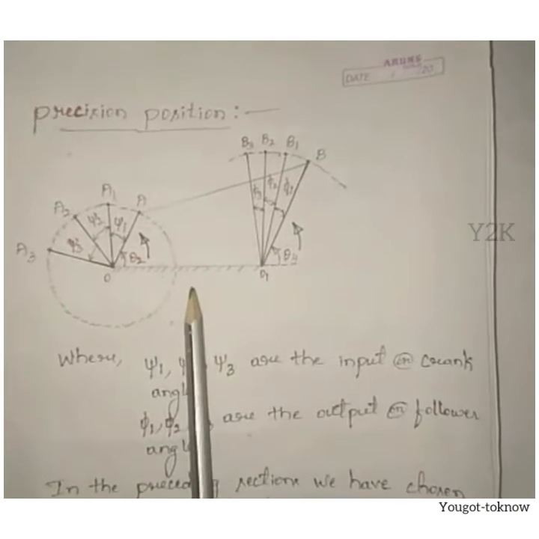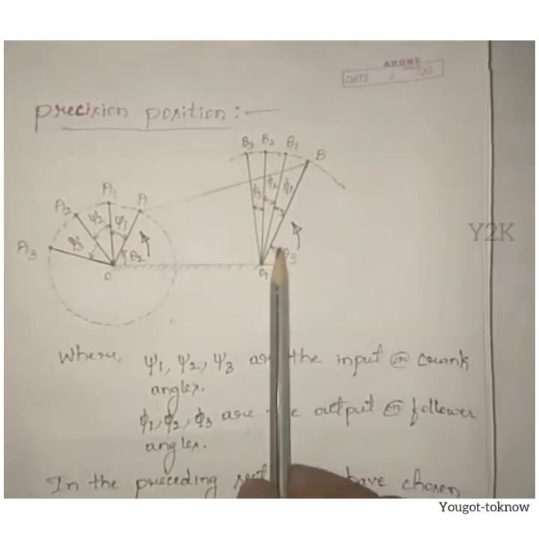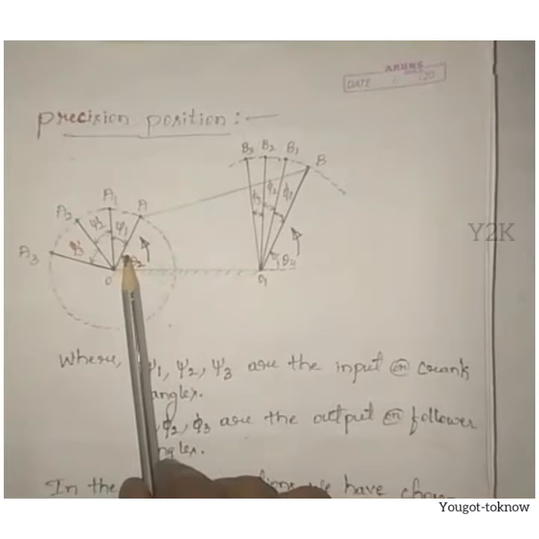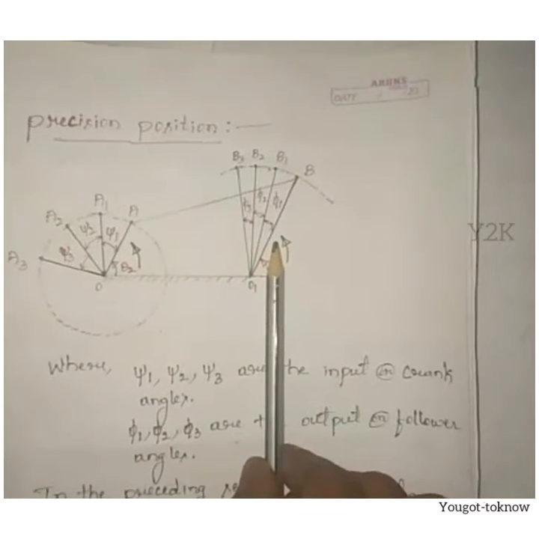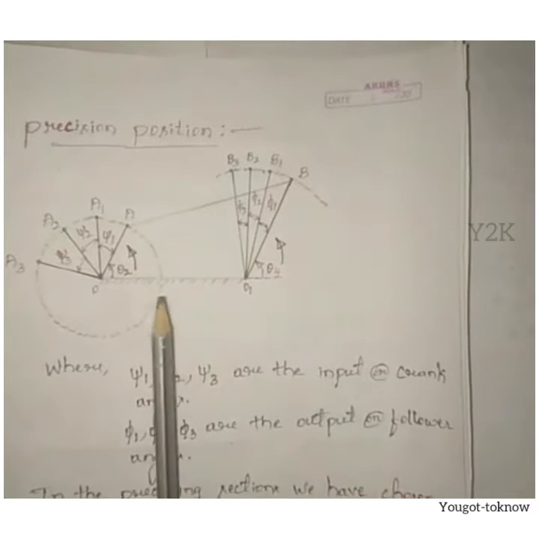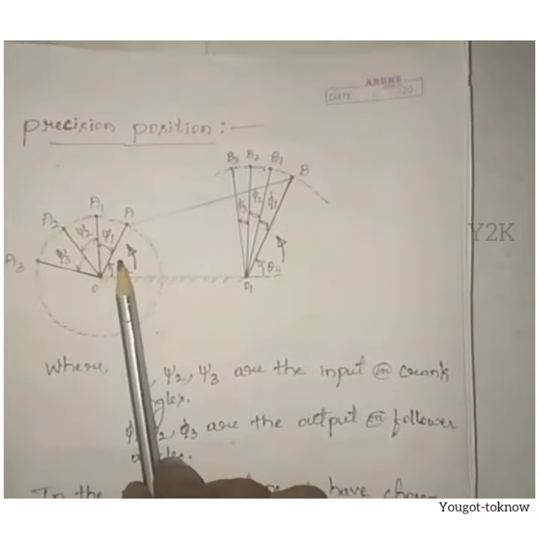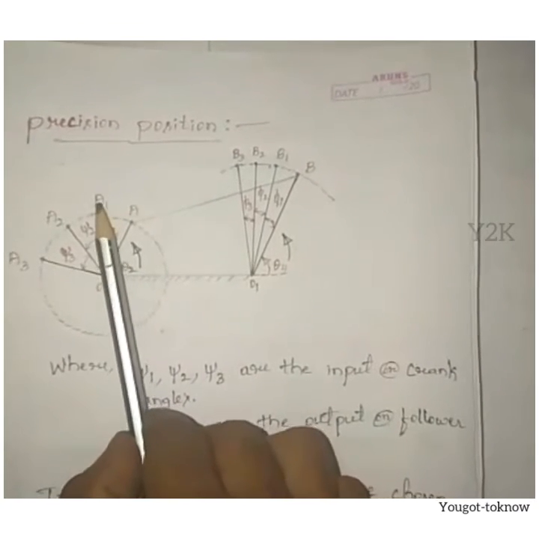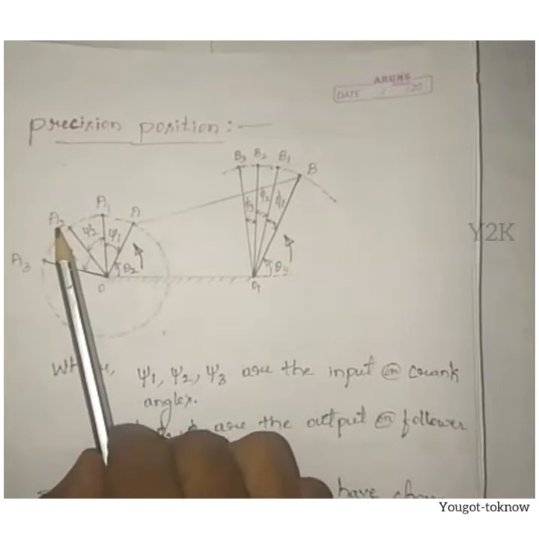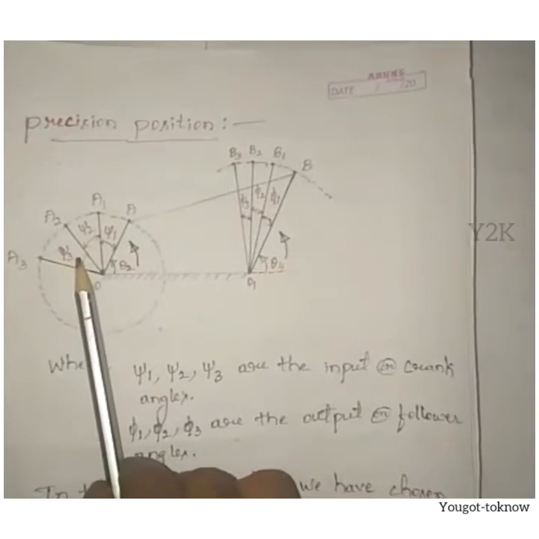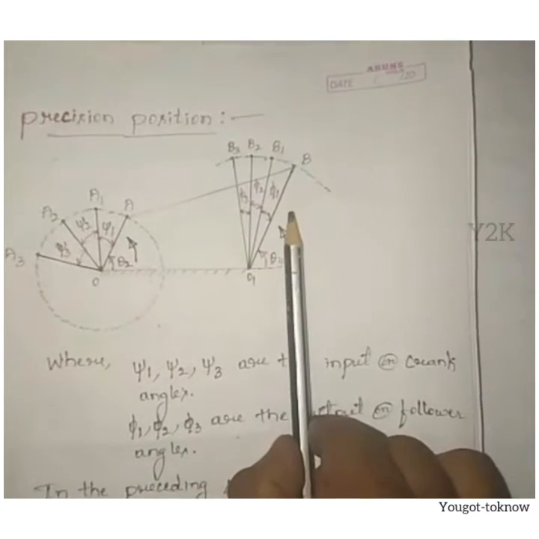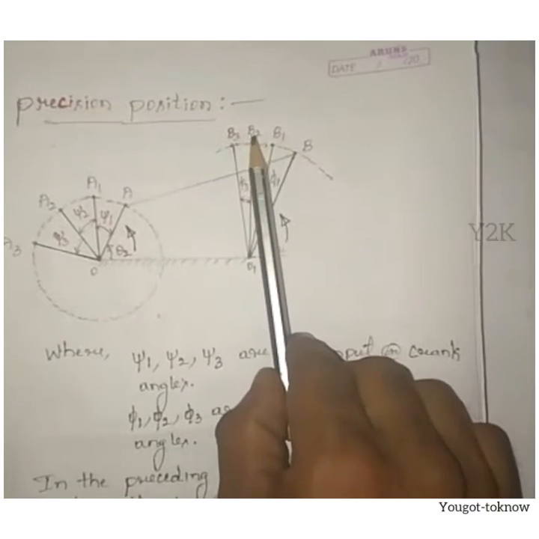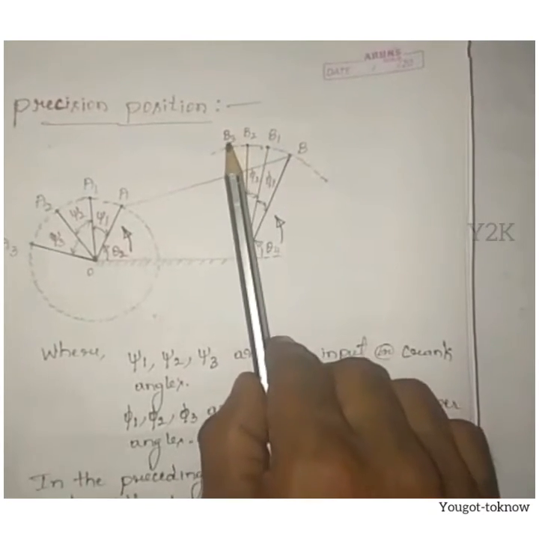Here we can see the 4-bar mechanism in which this is the input crank and this is the output follower. At given intervals of time, the input crank changes its position from A to A1, A1 to A2, and A2 to A3. Similarly, the output follower changes position from B to B1, B1 to B2, and B2 to B3 respectively.